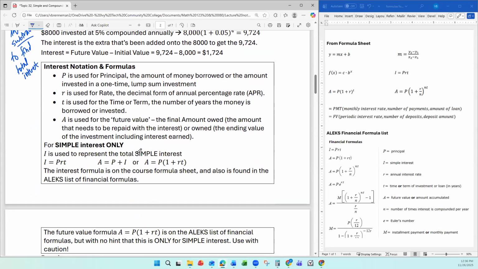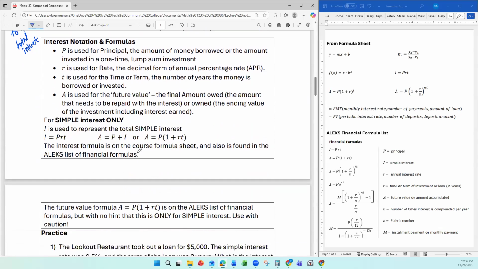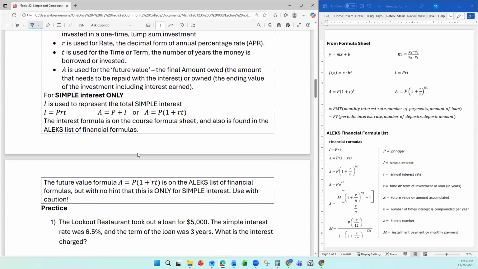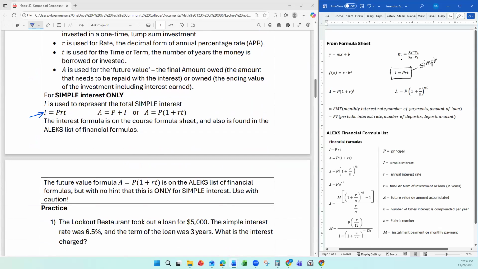Again, look at this table with the different notation used. You have on the formula sheet this, I equals PRT. You need to know that that is for simple interest only. So if you're asked what's the total interest, and you go look on the formula sheet and you say, there's an I, I'm going to use that, do not do that. Do not use it unless you see the word simple. If you do not see the word simple, this formula will not work.